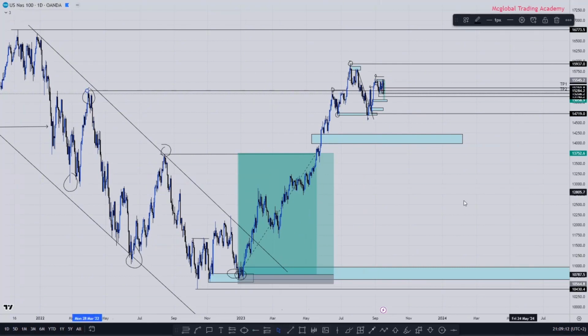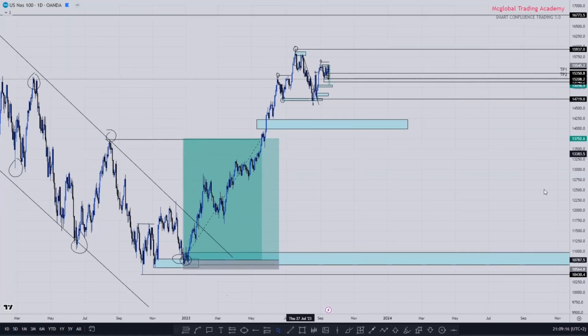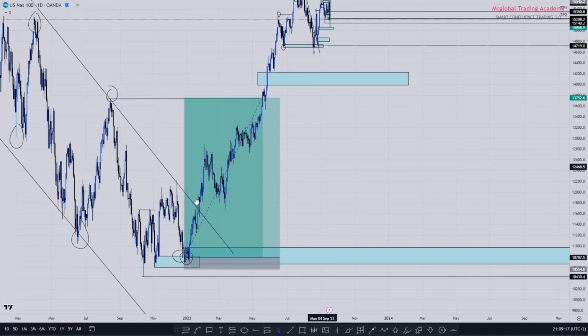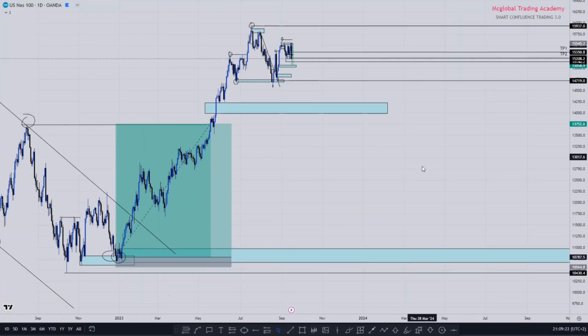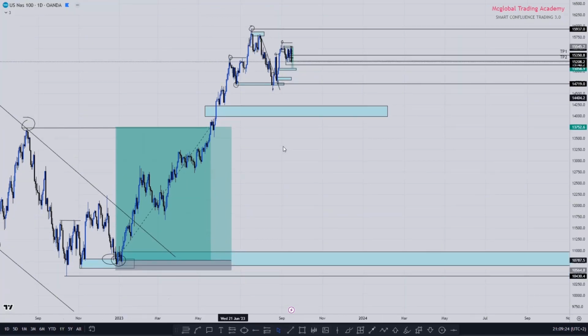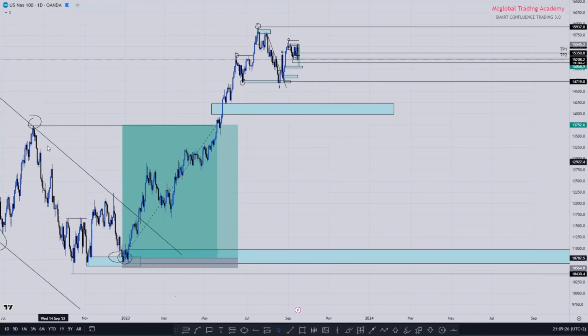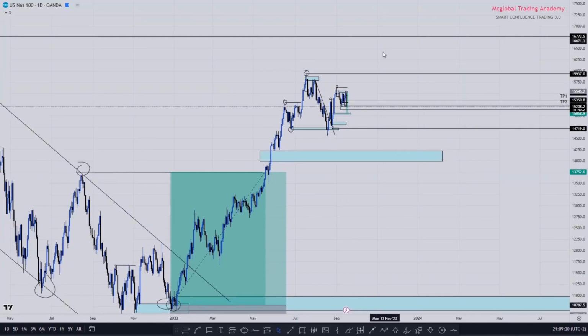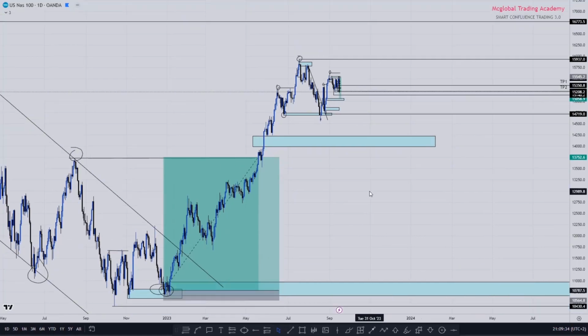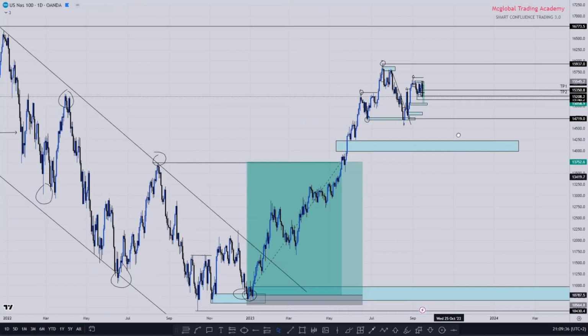So after we changed character up there, I spoke about this trade. If you didn't watch this, you can go to my YouTube channel and you'll find the video for the Nasdaq trade. So after changing character like that, I said we might have a form of pullback before a continuation up.